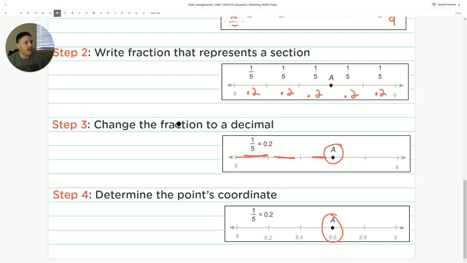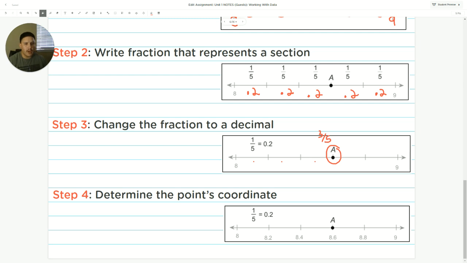Okay, another way you can interpret this is, instead of just converting it to its decimal right away, we can figure out just how many parts of the whole we have for A. So we have 1, 2, 3 different parts. So the fraction for A is 3/5.